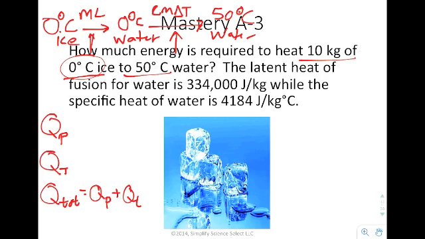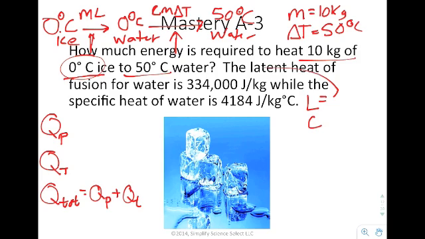Now if I look at my given information, the first thing I'm given is a mass of 10 kilograms. I'm given a change in temperature of 50 degrees Celsius, and I'm given the latent heat of transition and the specific heat of water. I'll just point to those so I don't have to rewrite them. So if the total energy required is QP plus QT, I can write Q total equals ML plus CM delta T.